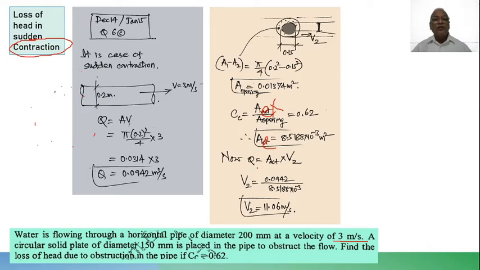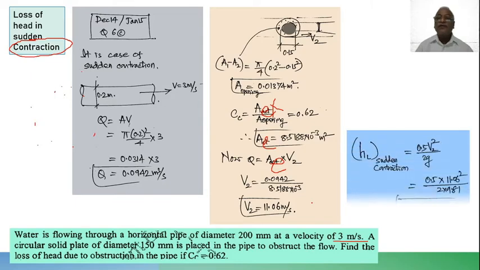Now the discharge Q has to be the same, right? So the effective area multiplied by V2 is equal to the discharge. Because we know the discharge and now we know the effective area, V2 comes out to be 11.06 meters per second, the velocity.